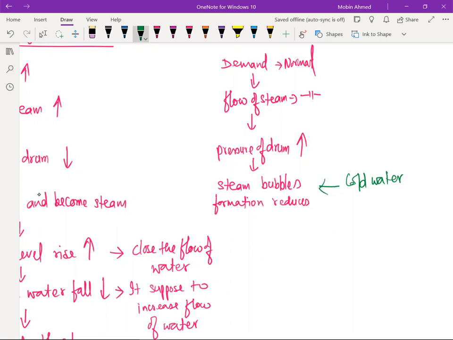And there will be a fall in the water level. So this is going to cause a fall in water level. Now, if there is a fall in water level and incoming cold water further reduces the bubbles, the water level is going to fall down further. If the water level falls down, in that case, the flow of the water will increase.